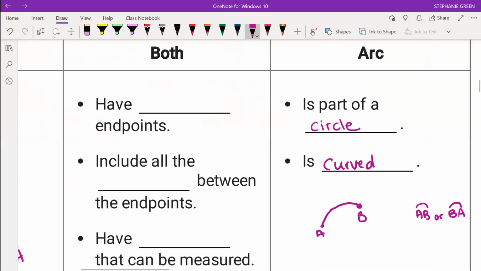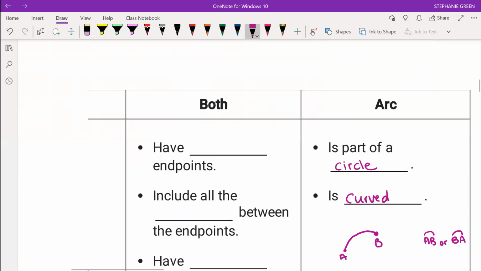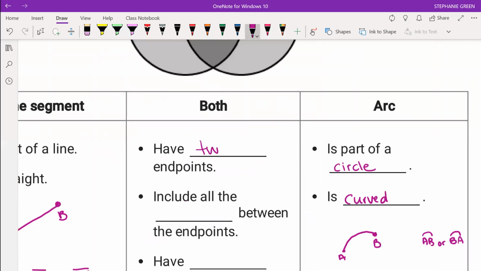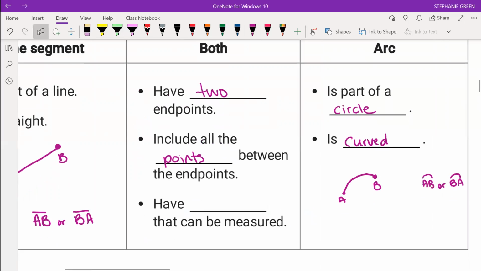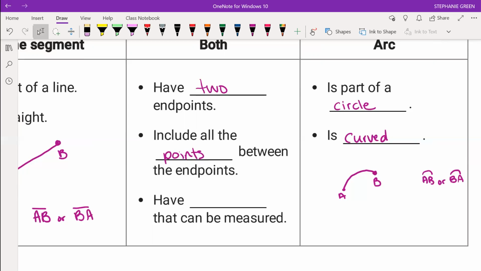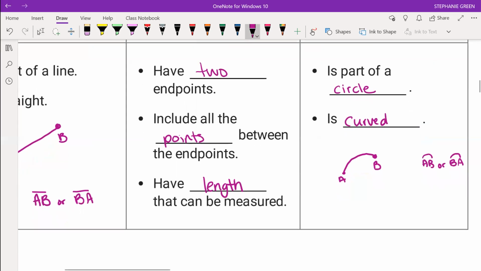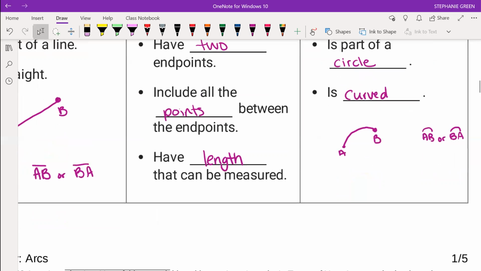Things that they have in common: both segments and arcs have two endpoints. I labeled them both A and B in this case even. And both an arc and a segment include all the points between those two endpoints. And we can measure these things. An arc also has a length that can be measured. We're not actually going to measure the length of an arc in this section. We'll get to that in 6.7, which is the next one we will cover. But for now, just know that arcs do have lengths.